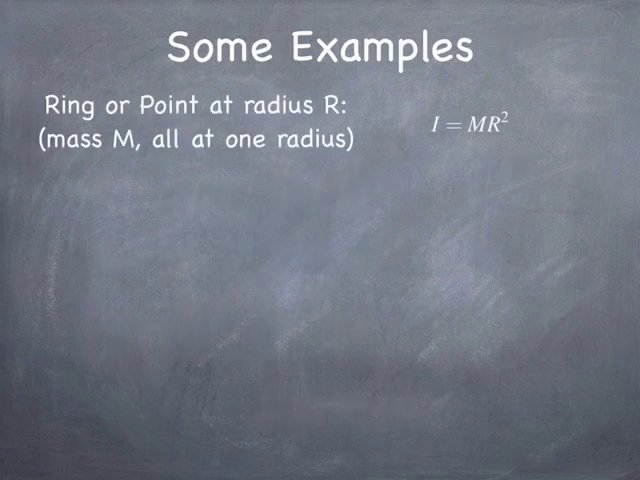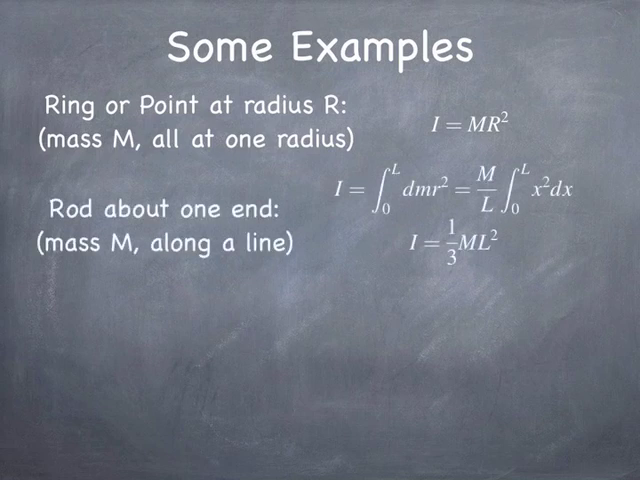If we have a ring where all the mass is at the same radius, or a point mass at a particular r, then the rotational inertia is just going to be m r squared. If we have a rod that's spinning about one end of the rod, say, and we want to know the rotational inertia relative to that axis of rotation, we simply compute the integral of dm r squared. Of course, dm is the total mass divided by the total length times dx, and we put that in and we get 1/3 m l squared.